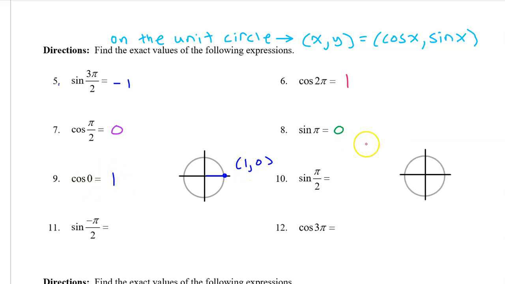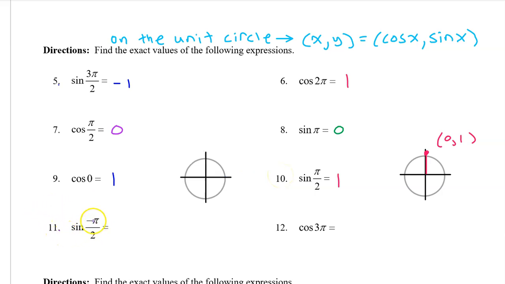Pi over 2 is right here. The coordinates in this spot are 0, 1, and sine is the y value on the unit circle, so the sine is going to be 1. So that's the answer to number 10.